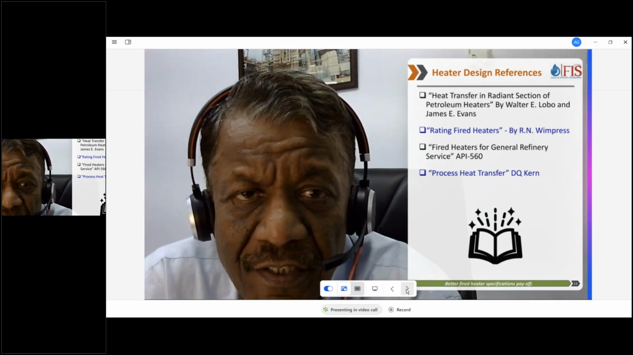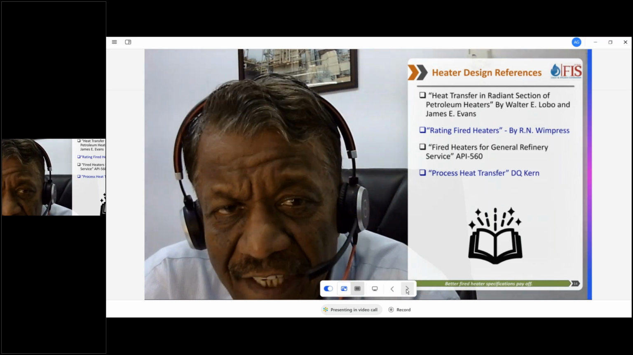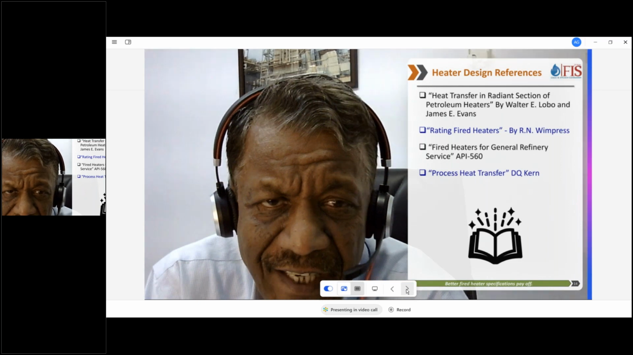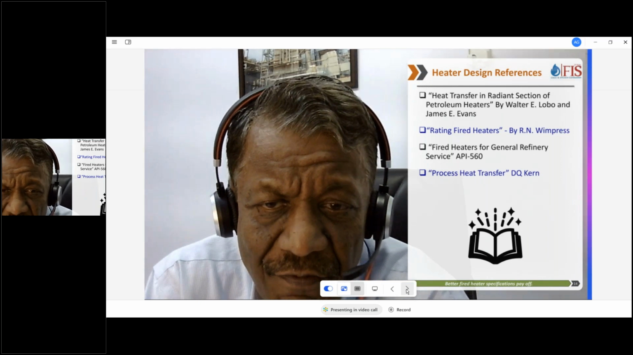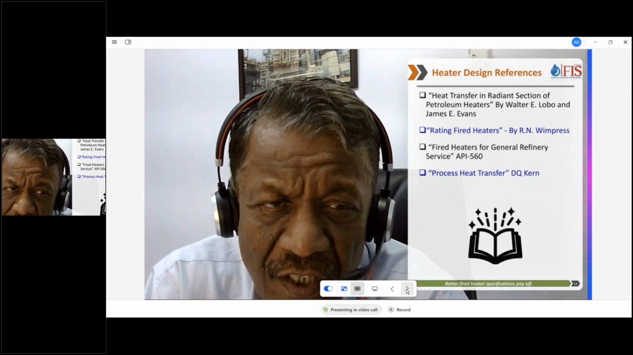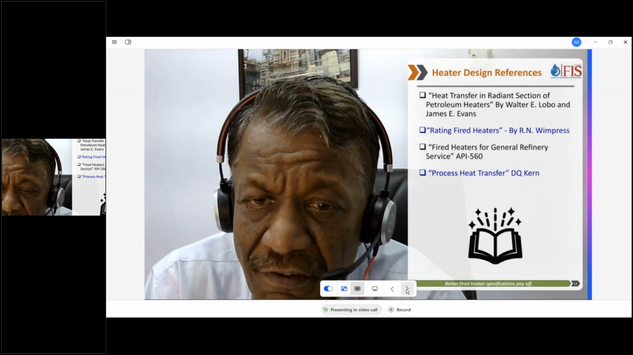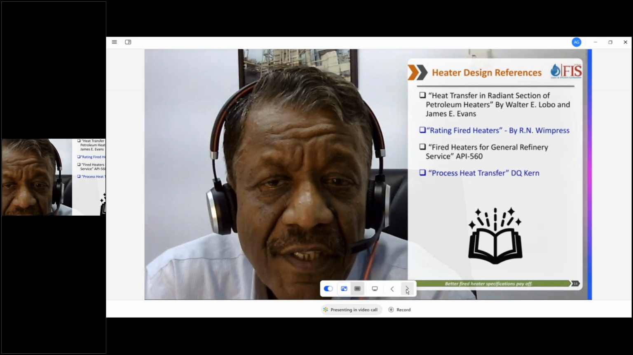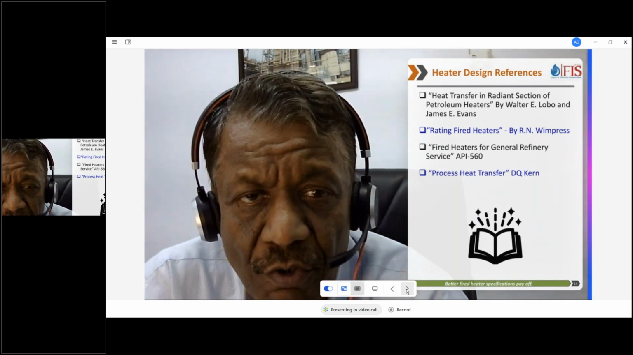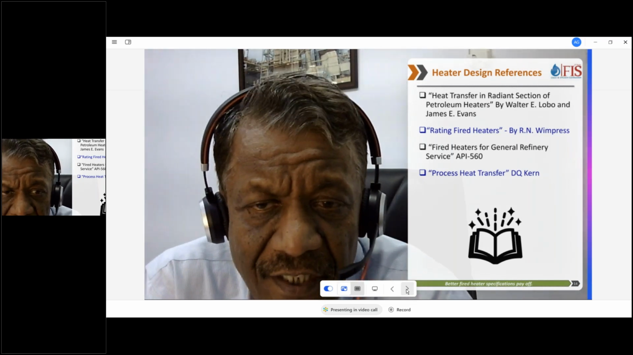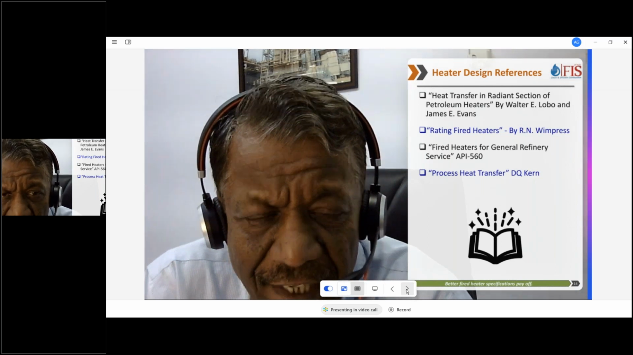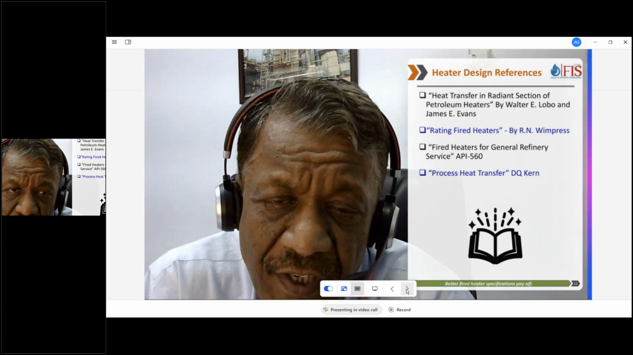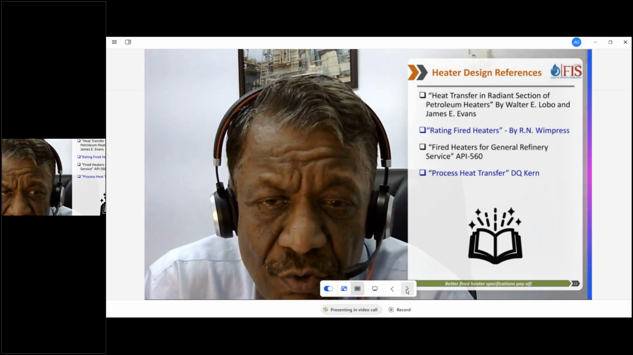There is a very good paper on fired heaters published by R. Wimpress, I think back in the 1960s. It was published in Hydrocarbon Processing. You can refer to that. That also gives you a very simplified method for designing fired heaters. There is a chapter in Kern's Process Heat Transfer. That is also very, very useful if you want to go through that, at least the radiant section.